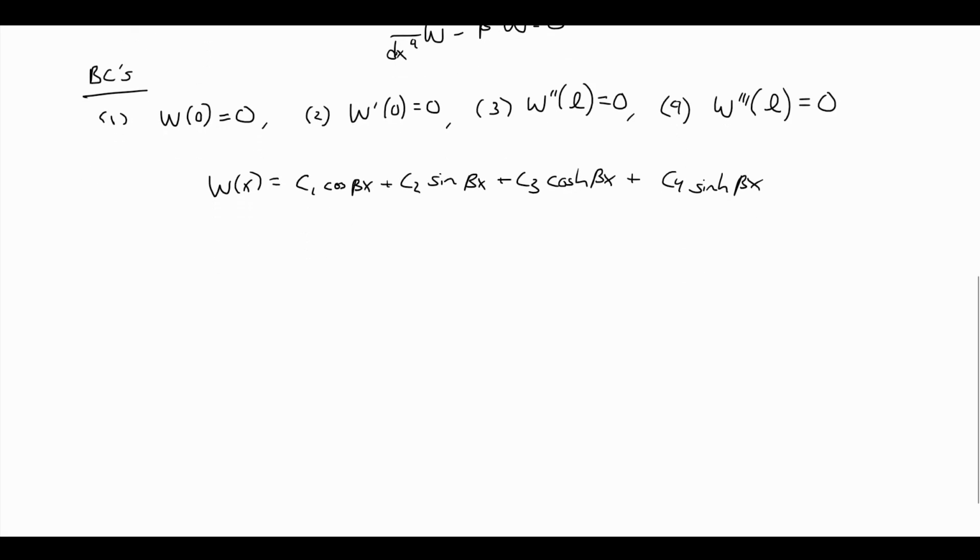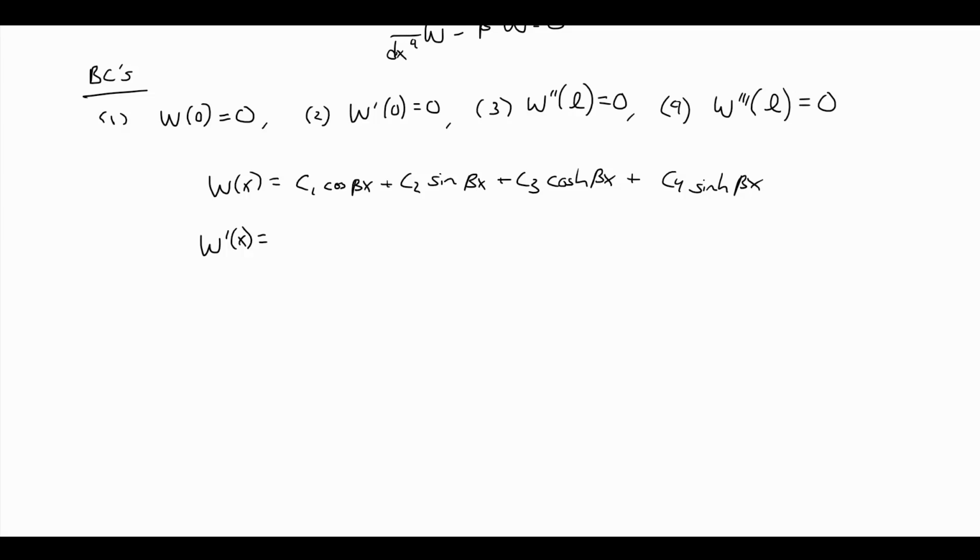Now, if we look at our boundary conditions, we have a w prime, a w double prime, a w triple prime. So I'm going to write out explicitly all of the derivatives of w. Remember, w is now a single variable function, so I can differentiate with respect to x. So if I take w of x and I differentiate once with respect to x, what do we get?